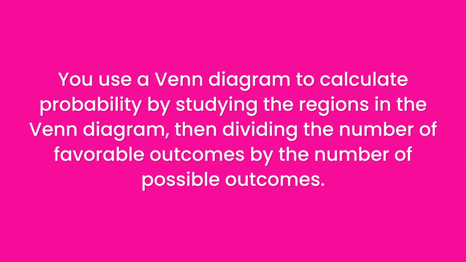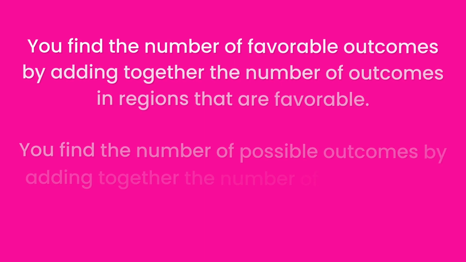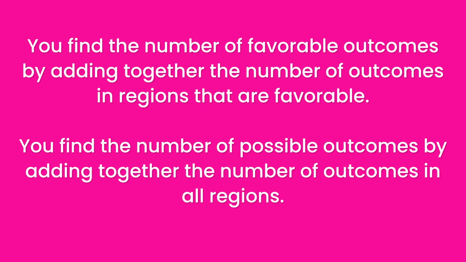You use a Venn diagram to calculate probability by studying the regions in the Venn diagram, then dividing the number of favorable outcomes by the number of possible outcomes. You find the number of favorable outcomes by adding together the number of outcomes in regions that are favorable. You find the number of possible outcomes by adding together the number of outcomes in all regions.